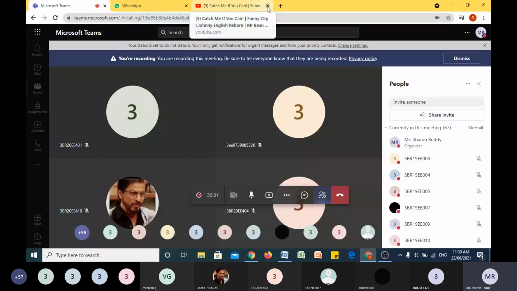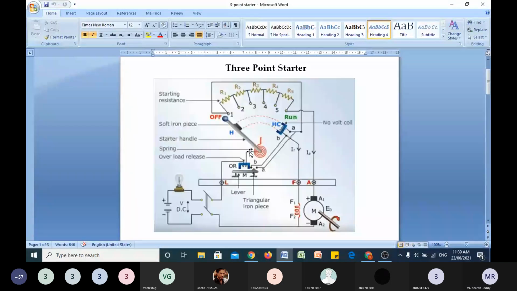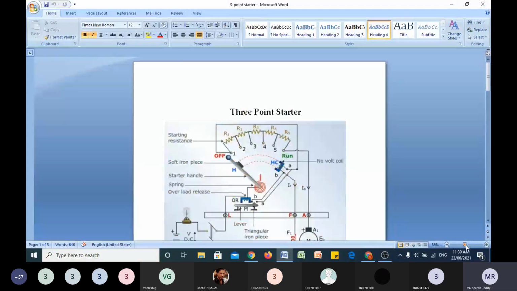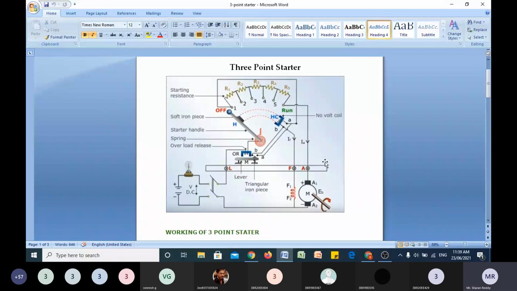Can you able to see this? Hello. Yes, sir. This is a neat diagram. What you can see, this is a 3-point starter. Can you able to see this?